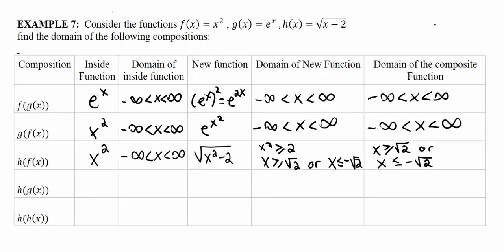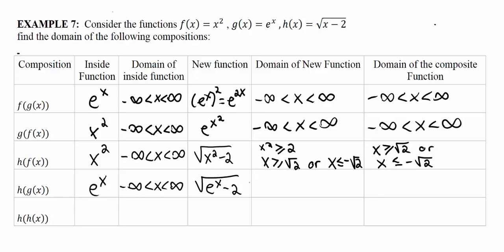So let's move on to the next one, h of g of x. So again, our inside function is e to the x, and e to the x has the domain of all numbers. Our new function, our composite function, is the square root of e to the x minus 2. So again, we have this square root conundrum where whatever is underneath the square root needs to be positive. In order for something to be positive, it has to be greater than or equal to 0.